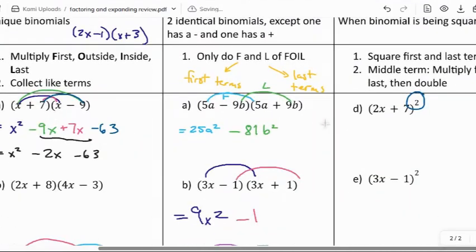What are the steps? Square the first and last term. Okay, so let's do that. Square the first term, 2x, 4x squared. Square the last term, 7 times 7 is 49.